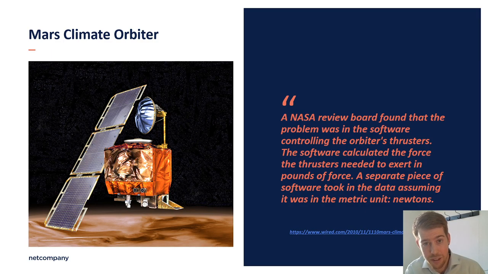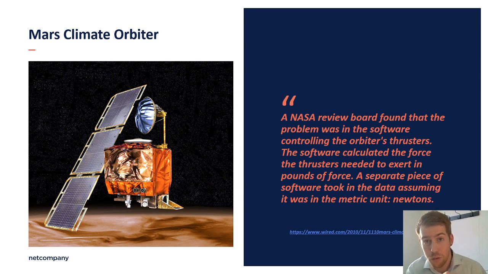And I end with this little story for those of you who don't know. The Mars Climate Orbiter that NASA sent to Mars. The reason why this didn't work, or why the orbiter crashed on impact, was that the software calculated the force the thrusters needed to exert in pounds of force, and a separate piece of software took in the data assuming it was in the metric unit, newtons.